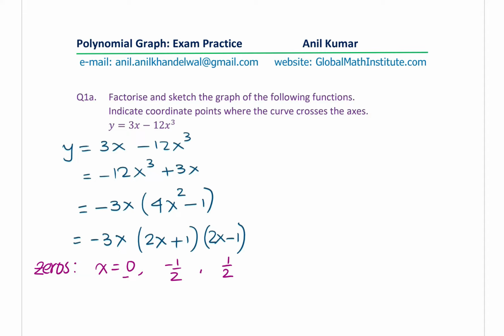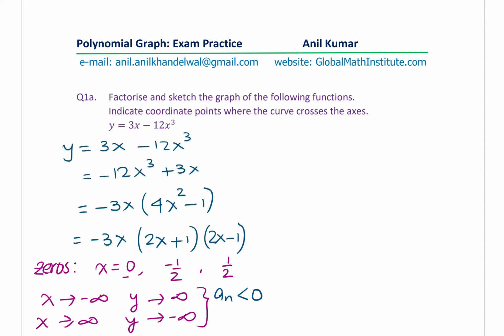The end behavior. As x approaches, let's say negative infinity, in that case, what will happen to the graph? Well, the leading coefficient is negative, right? So the leading coefficient is negative. So y will approach positive infinity. The right side is going to be down. That is to say, when x approaches positive infinity, y will be going to negative infinity. So that is because in this particular case, we have the leading coefficient, which is less than 0. So right side is down.